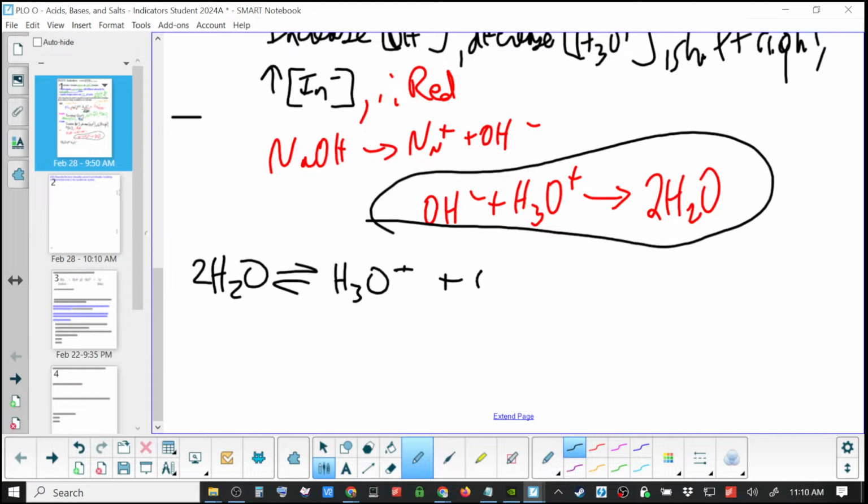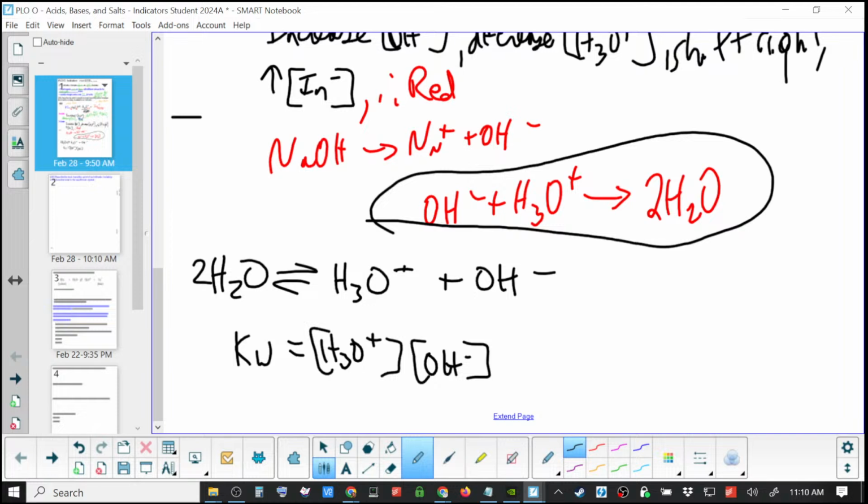That's what you're remembering. And you know that the Kw for this equals 1.0 times 10 to the minus 14. How big is this number? It's pretty small. Really small. A pH of 7 is not very much of either of those.